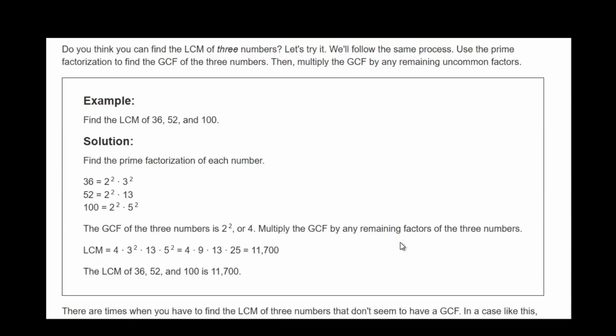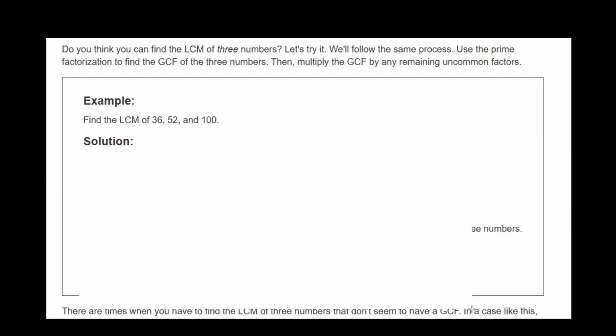Okay, what is the least common multiple of 36, 52, and 100? Can you write on your paper? Try this. What is 36? What number multiplied by what number? Okay. Factor 36 and tell me the answer.